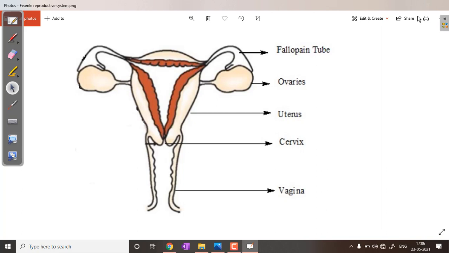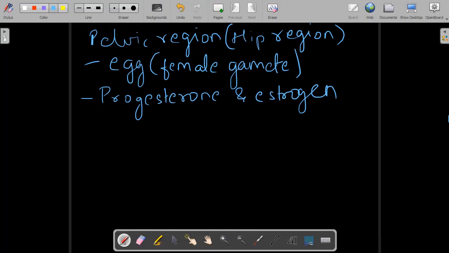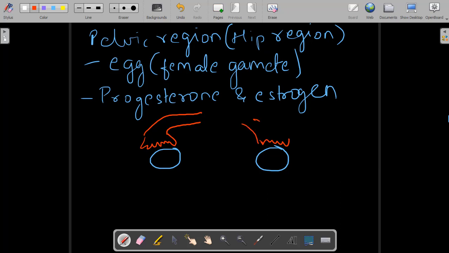It is said that here you have finger like structures. Suppose this is your egg, and here the fallopian tube at the end will have some finger like structures, and then there will be the fallopian tube. You will have finger like structures on both sides, and then the fallopian tube. These finger like structures present at the end of the fallopian tube are said to be fimbriae.